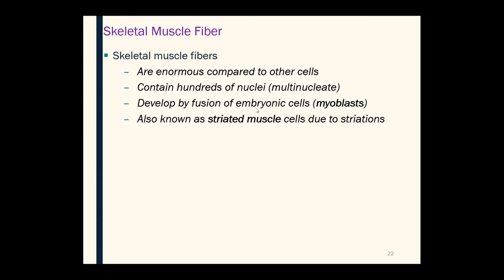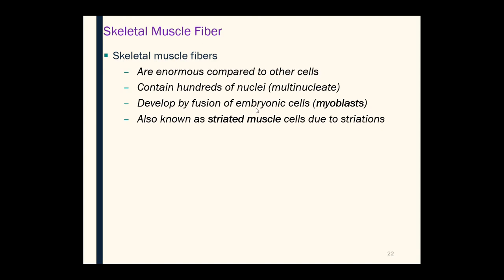Since these muscle cells are so large, one nucleus within the cell is not enough to control or regulate that cell. As a result, a skeletal muscle cell is going to have hundreds of nuclei, and we call that multinucleated. We'll talk more about that in a moment.